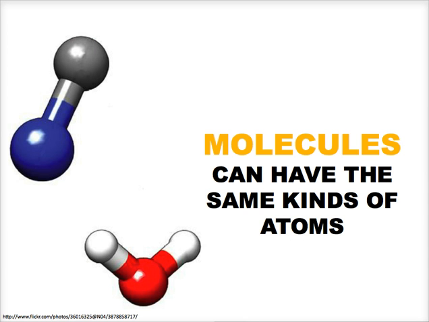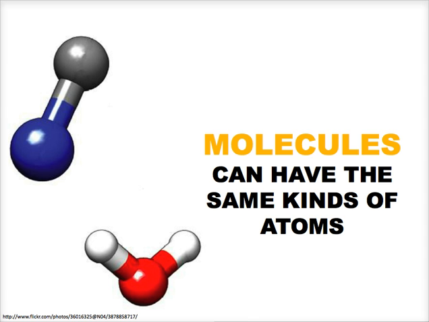What makes a molecule different from a compound then? A compound has two or more atoms, but those atoms can be the same or different in that chemical bond. A molecule, on the other hand, has two or more atoms just like a compound, but some of the atoms in the bond itself are the same.